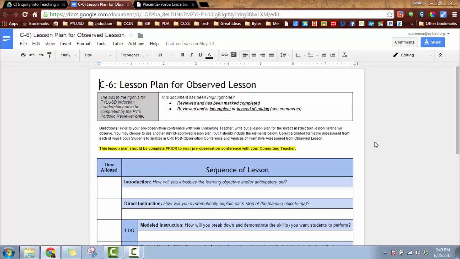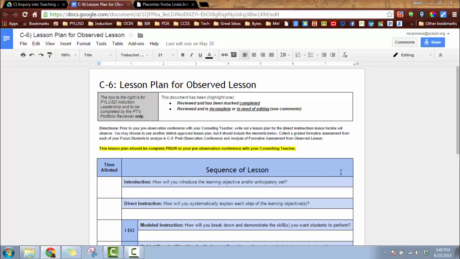The reason for this is because we want to really think through the sequence of this lesson and think about each discrete part of it and make sure that we are adding all of those components that we learned about and practiced in your teacher prep program. So this lesson plan, you'll notice, has the sequence that you probably are already familiar with.